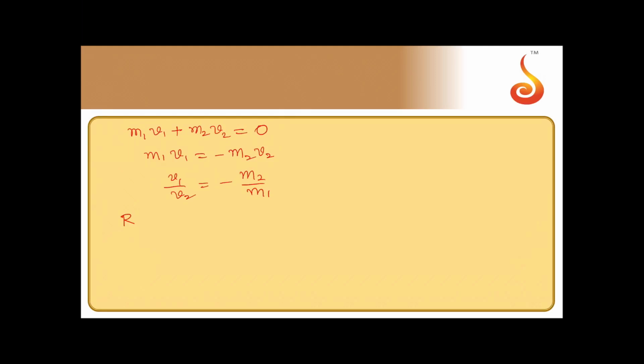Now we know that radius is directly proportional to A to the power 1 by 3. So this implies A is directly proportional to r cube. So A1 by A2 is equal to r1 by r2 whole cube. Here it is given 1:2 is the radius ratio. So 1 by 2 whole cube, that will be 1 by 8. So A1 by A2 is 1 by 8.